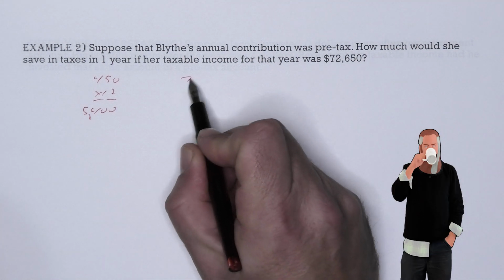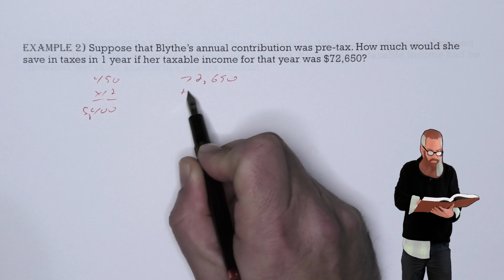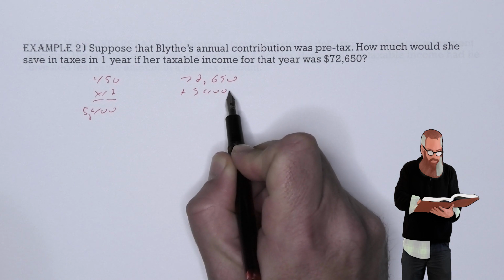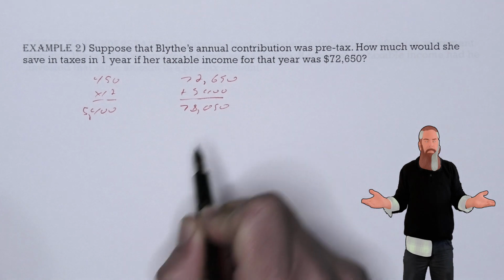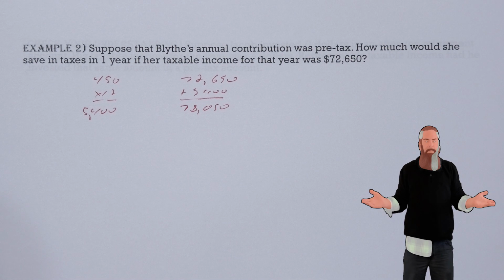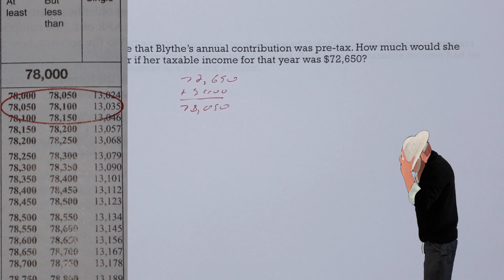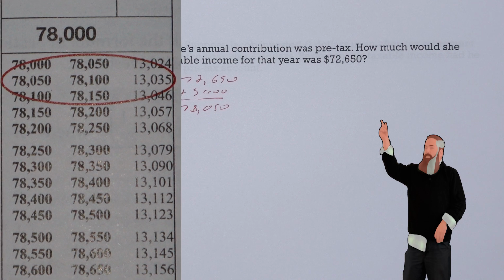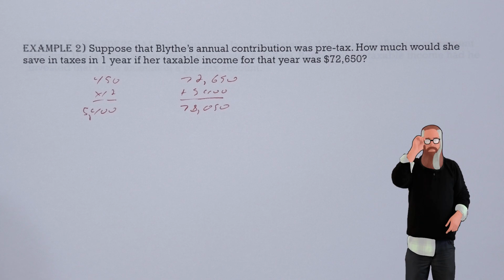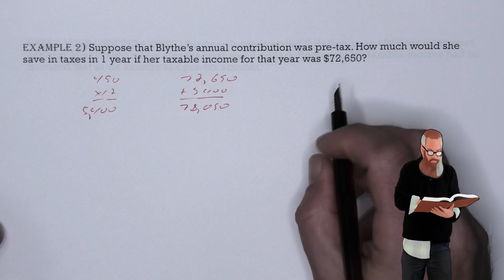Taxable income plus pre-tax dollars, so $72,650 plus the $5,400 means $78,050. Suppose Blythe's income was $78,050. Using the tax table again, on the right below, her taxes would have been $13,035.